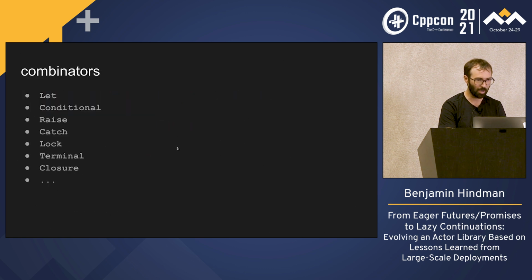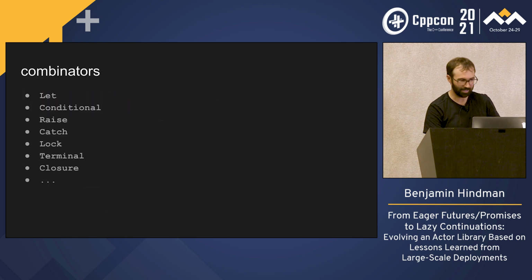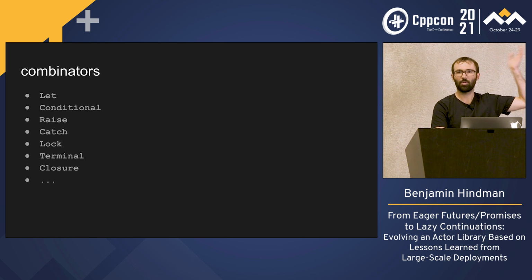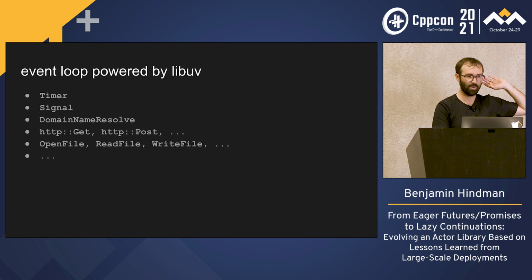Okay, all right. I'm going to try to cruise through a couple more things because I've got at least one more really great thing I want to talk about. There are lots more combinators than just then. There's let, conditional, raise. I'm not going to go into any detail on them. The entire thing is we actually have pulled in libuv into it, so we also have an event loop that's part of the library. So you've got things like timer, signal, domain name resolve, HTTP get, HTTP post, open file, read file. Again, it's meant to mimic the libprocess library that had all this stuff as well.